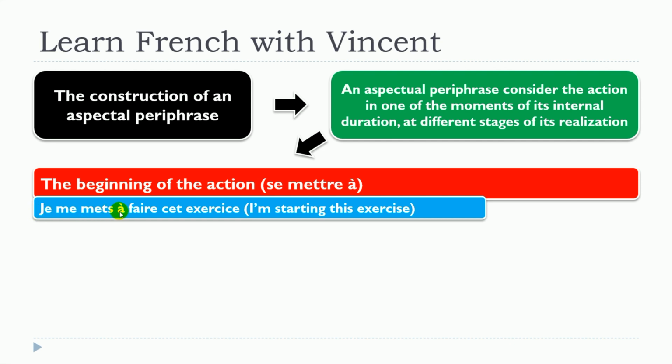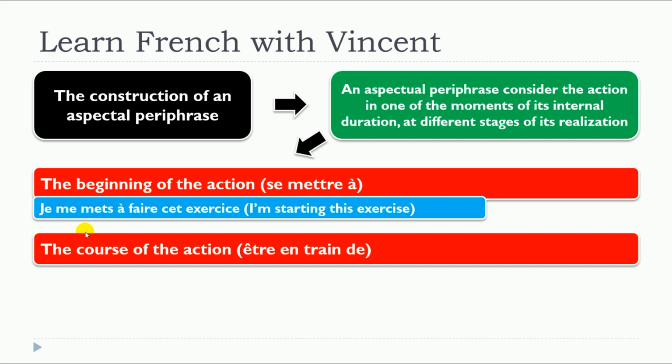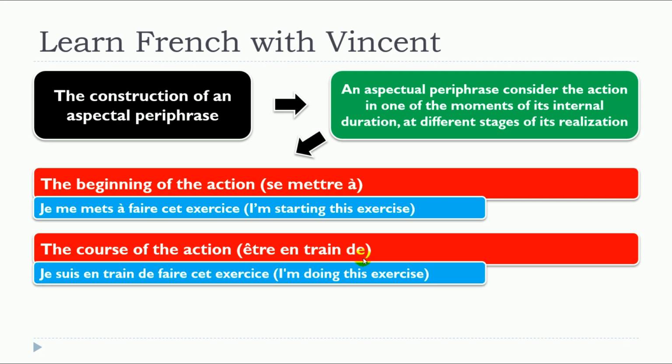Je me mets à faire cet exercice. So in that case, by using se mettre à, you want just to express the beginning of the action. Second stage, you want to express the course of the action. And in that case, we will use être en train de.